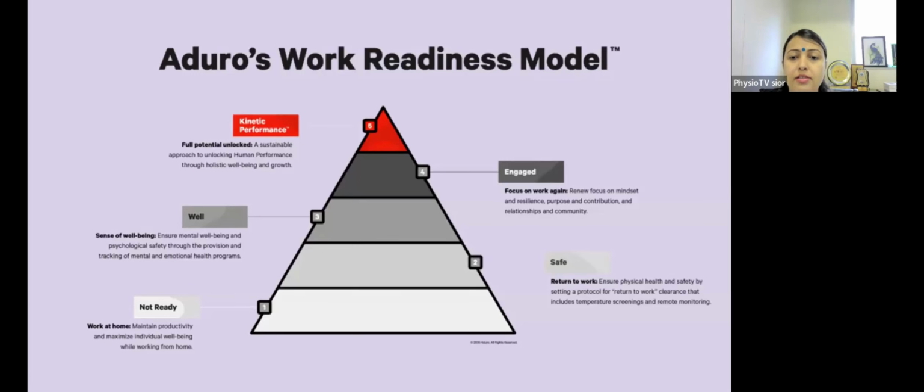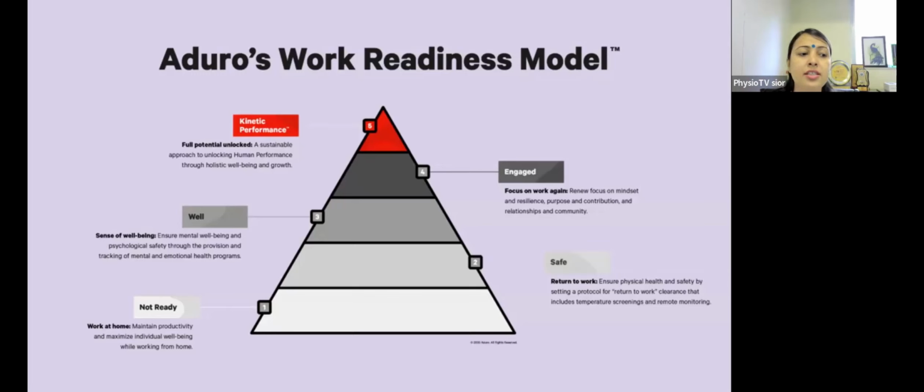Now in the fourth and the fifth stage, it is actually where the worker is going to the workplace. So focusing on work again at the fourth stage, we say that it is the engaged state, where the worker is given the chance to renew the focus on mindset and resilience, purpose and contribution, and relationships and community. So it's not just the physical well-being, the social and psychological well-being is also taken into consideration. And finally, the worker reaches the kinetic performance stage, which is the full potential unlock stage, a sustainable approach to unlocking human performance through holistic well-being and growth.